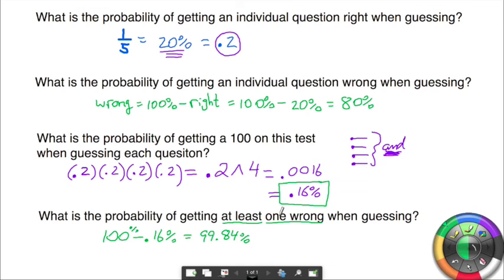Now when I say at least one wrong, you can get one wrong or 2 wrong or 3 wrong or all 4 of them wrong. So you have this much of a chance of getting at least one wrong. So it's a pretty high chance that if you're guessing on this test, you're going to get a 75 or lower rather than getting the 100 because there's only 4 questions. So that's how it works with percents, decimals, multiple selections, and complements of all compared to at least one.